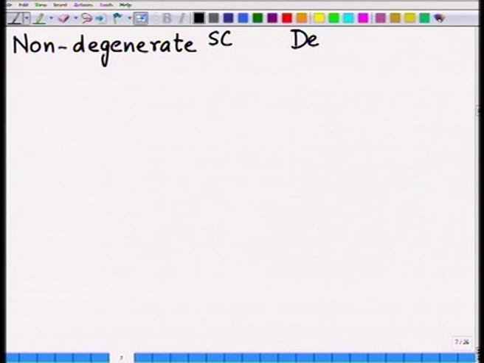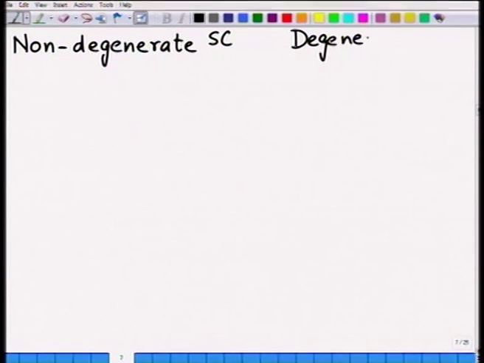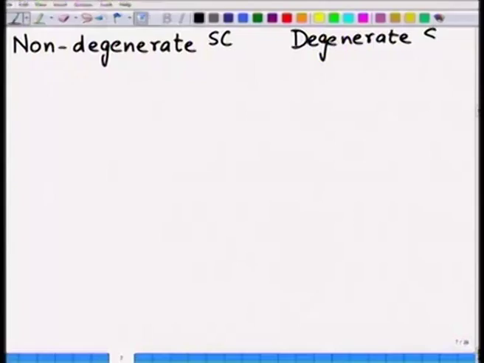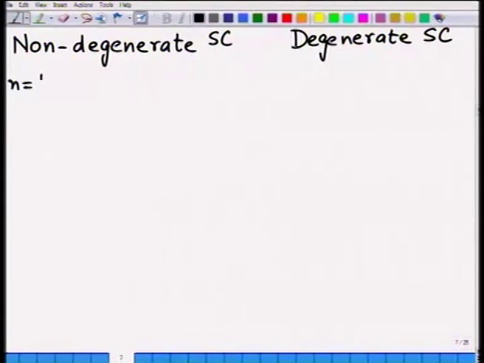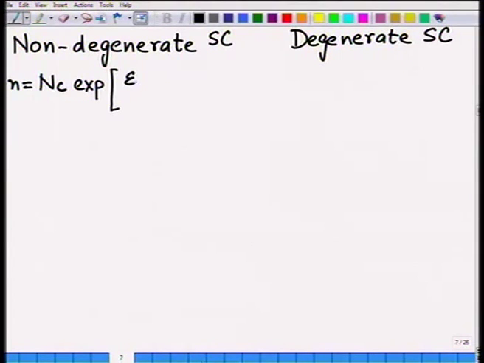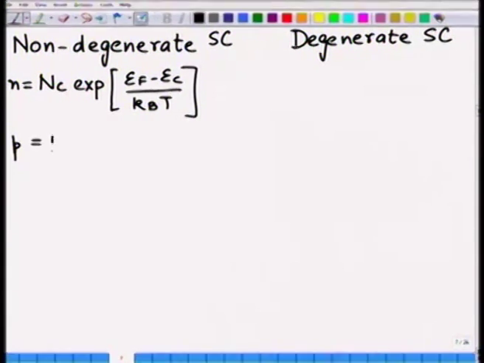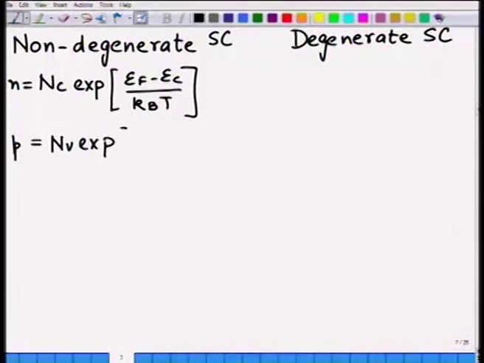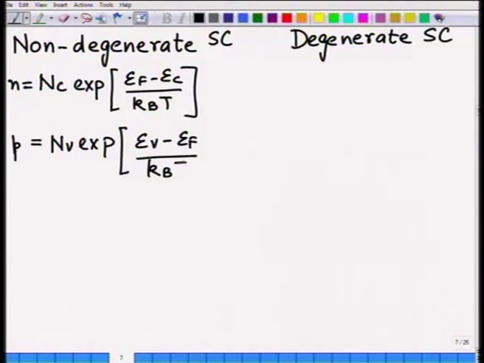That means the Fermi energy does not lie in the shaded portion. In that case, we call it a degenerate semiconductor. So, our formulas are n is equal to Nc times e to the power (EF minus Ec) divided by kBT, and p is Nv times e to the power (Ev minus EF) divided by kBT. Those are our formulas for this.